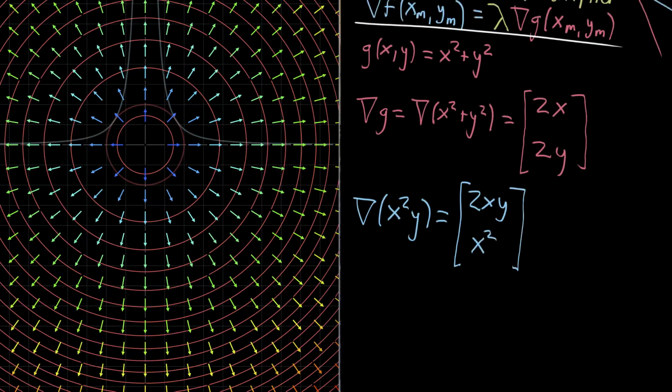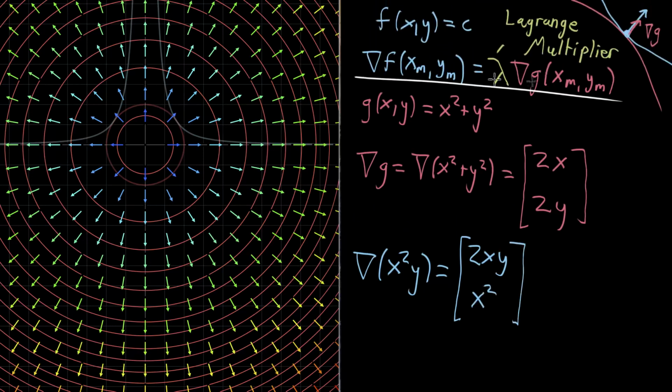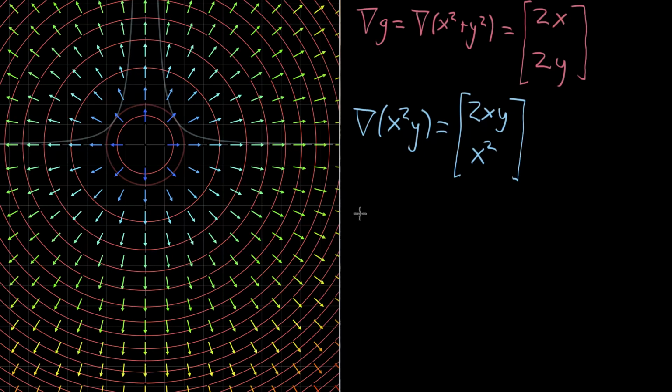And now if we work out this Lagrange multiplier expression using these two vectors, what we're going to have written is that this vector, 2xy, x squared, is proportional, with a proportionality constant lambda, to the gradient vector for g, 2x, 2y.